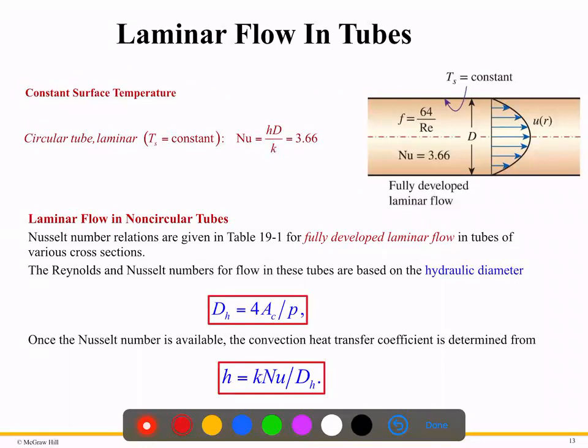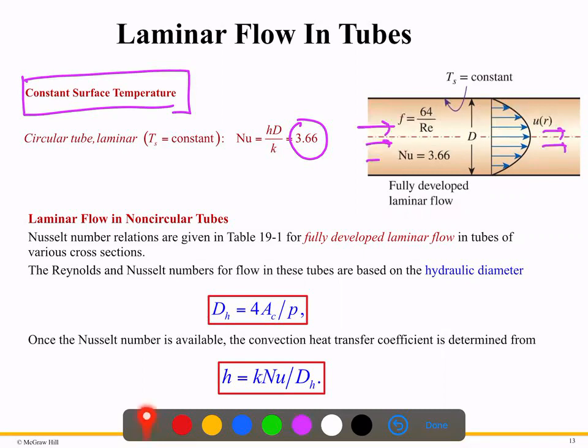Then, if we have the other condition, constant surface temperature, then the Nusselt number is 3.66. And when we have pipe flow like this, with the fluid going in this direction, we have some friction. So we can calculate this friction factor. For laminar flow, it is always constant: f equals 64 over Re. This is for the circular pipe.